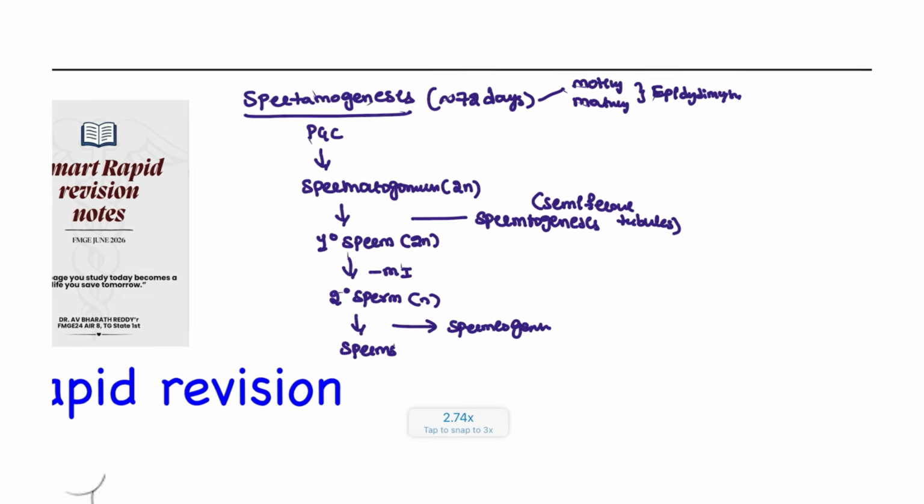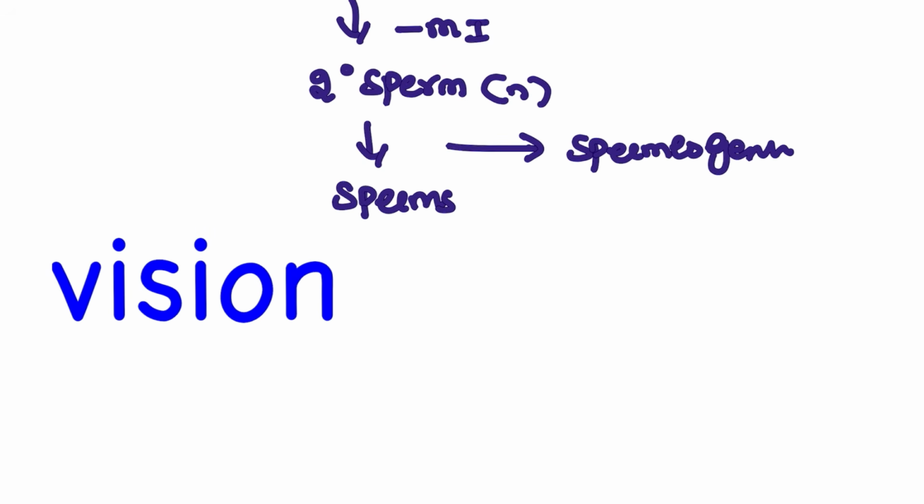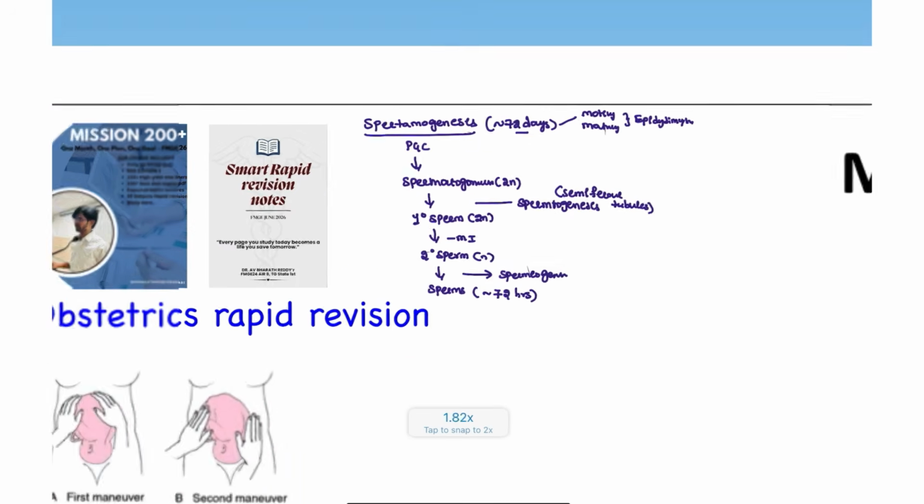So these are the overall important points about spermatogenesis. And how many days is a sperm viable? Generally sperm viability is 72 hours. That's why for emergency contraception, we recommend that the patient take the emergency pill within 72 hours, because the sperm has a viability of 72 hours. Don't confuse it with 72 days: 72 days is to form the sperm, 72 hours is the viability of the sperm.